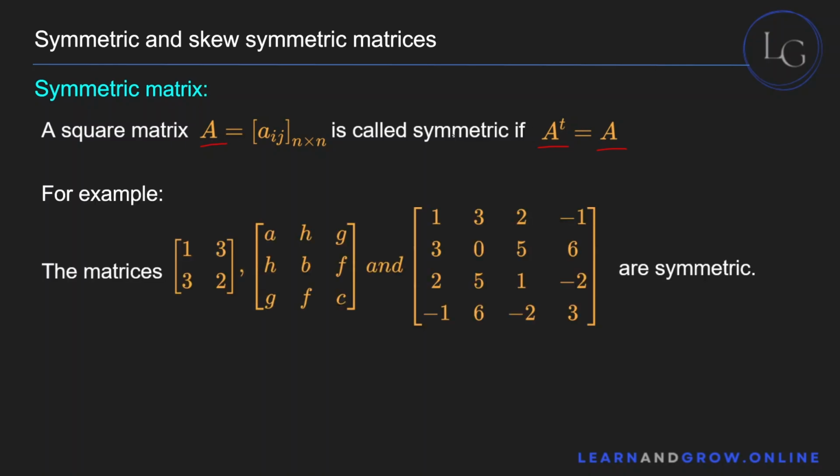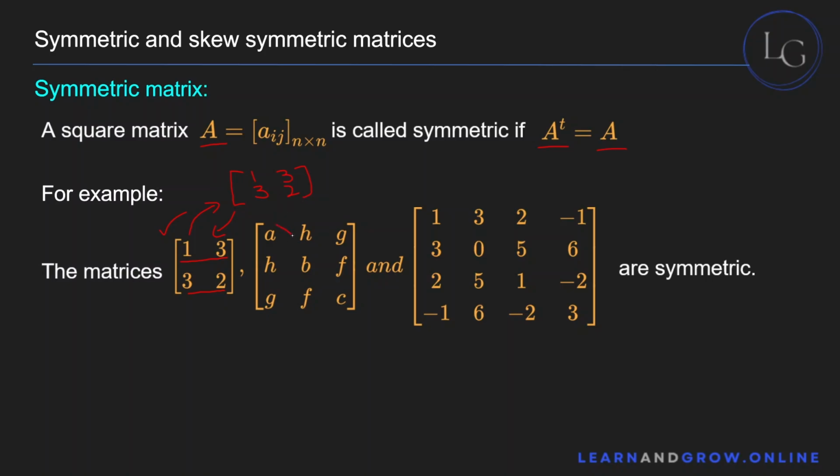So see these examples. Now see this matrix here. If you take its transpose, so basically change this row into a column and change the second row into a column as well, you can see that it is basically the same. There is no change. So this is a symmetric matrix. Now there is another way to determine if a matrix is symmetric or not.